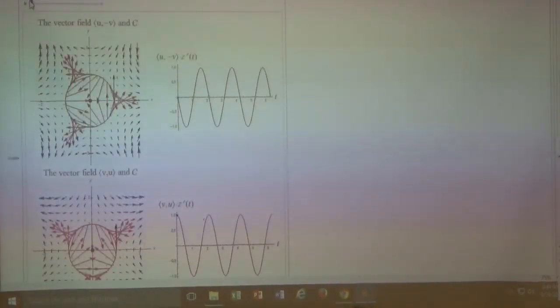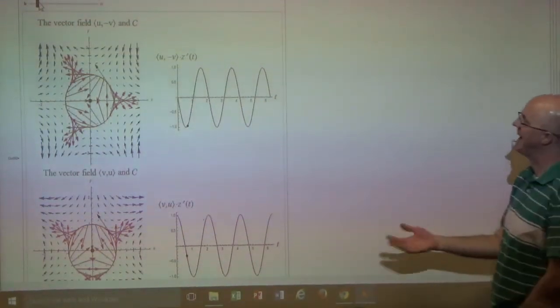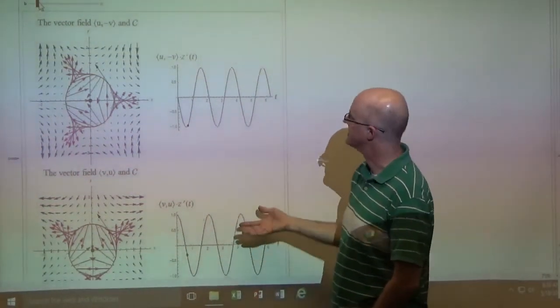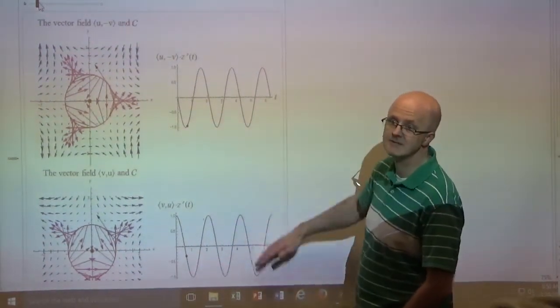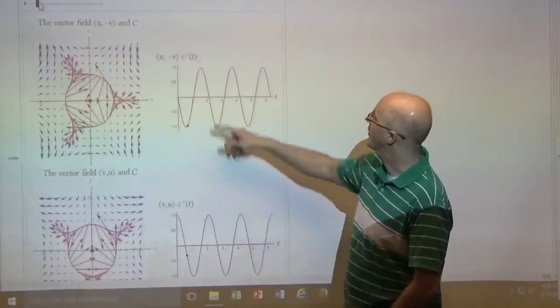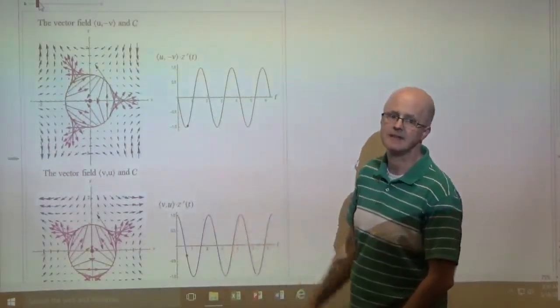As this slider moves, the black vectors move around the circle, and it helps you see how ultimately the positive and negative contributions to the integrals give you an integral of 0 in this case. Thinking in terms of areas with these curves that correspond to these dot products, you can see that the integral ends up being 0.